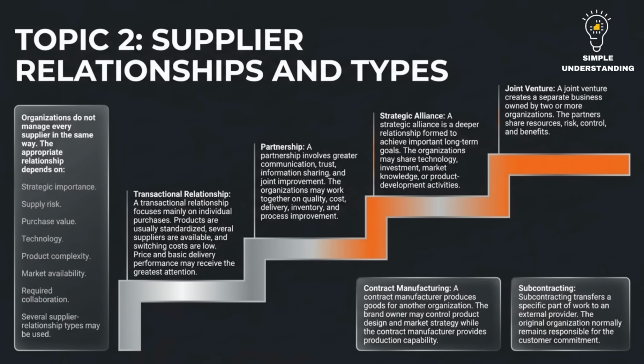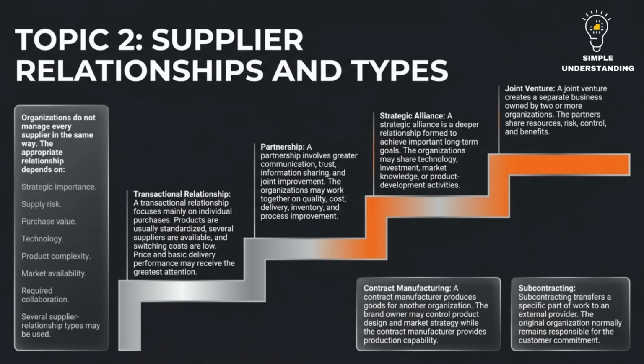Transactional relationship. A transactional relationship focuses mainly on individual purchases. Products are usually standardized, several suppliers are available, and switching costs are low. Price and basic delivery performance may receive the greatest attention. Partnership. A partnership involves greater communication, trust, information sharing, and joint improvement. The organizations may work together on quality, cost, delivery, inventory, and process improvement.